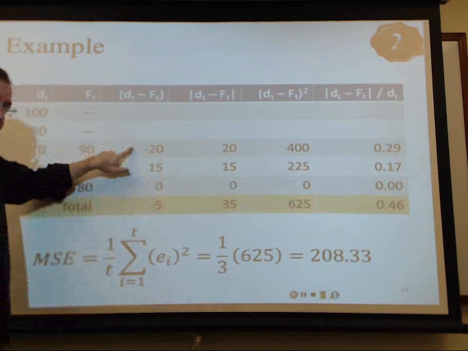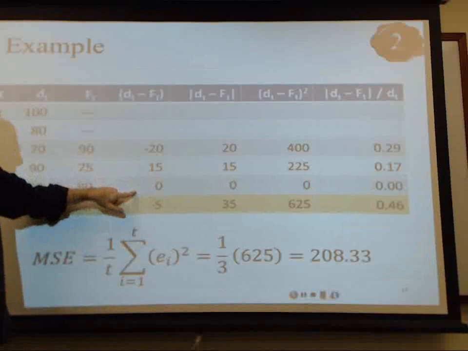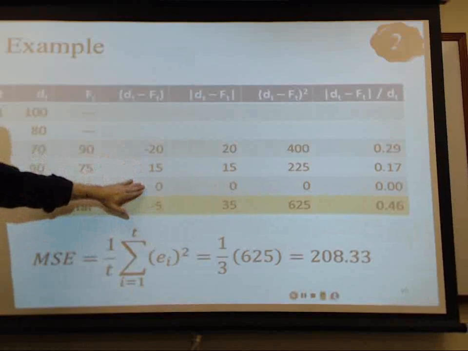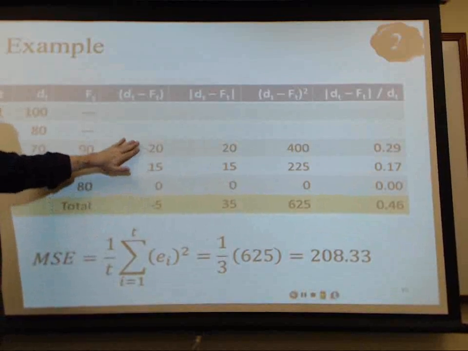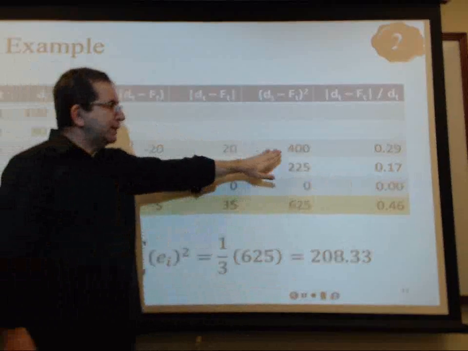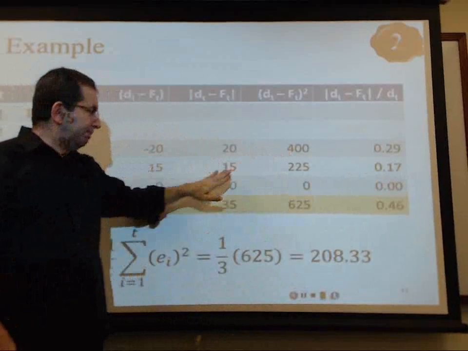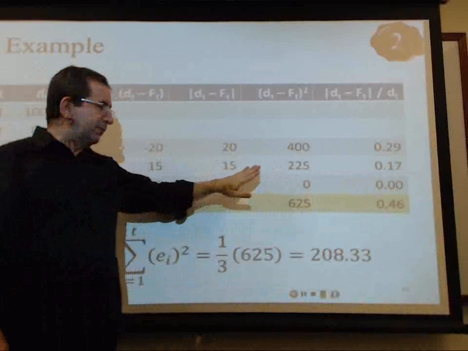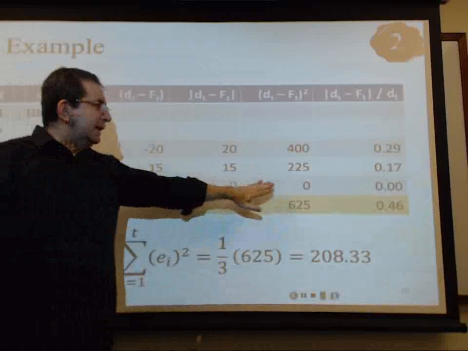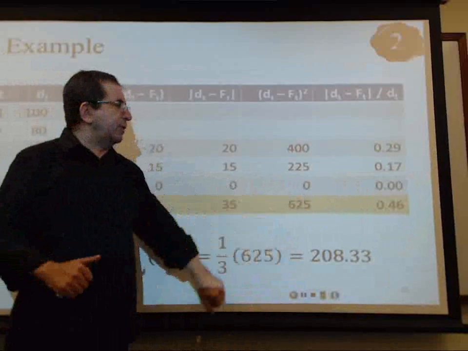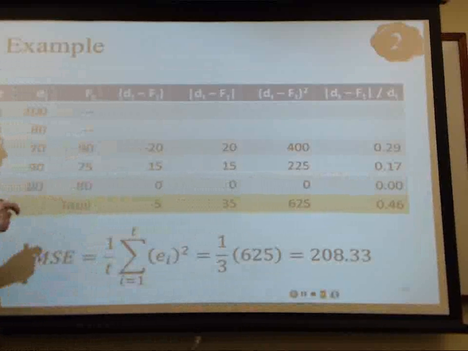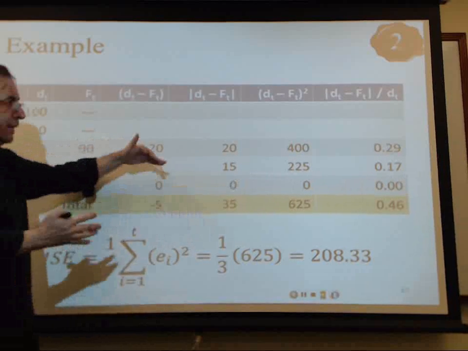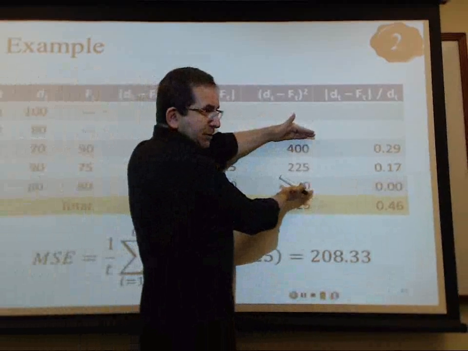Now we had minus 20, 15, and 0. Okay. Now, if we square each of these, we get the following. So minus 20 squared equals 400. 15 squared equals 225. 0 squared is still 0. Okay. So now I have the square of each forecast error. And then I take the average.